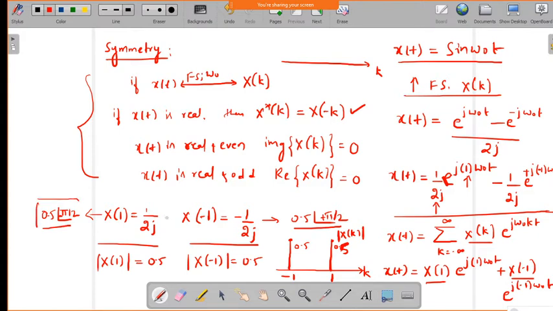Convert this 1 over 2j, or 0.5 minus 0.5j, into the polar form. Is it giving 0.5 at an angle minus 90 degrees, and this one 0.5 at an angle plus 90 degrees?